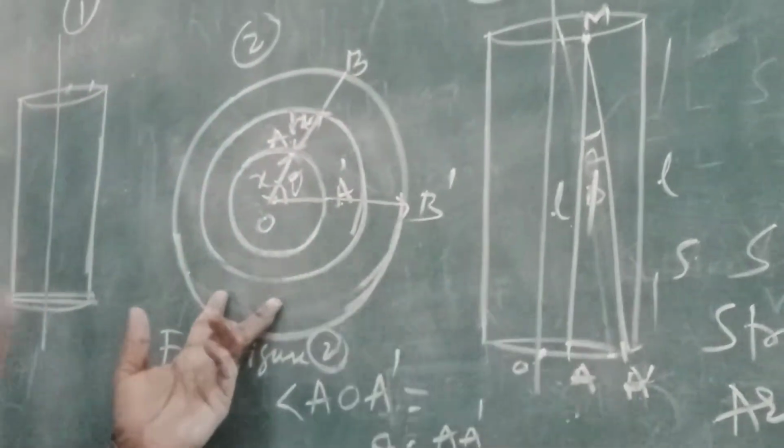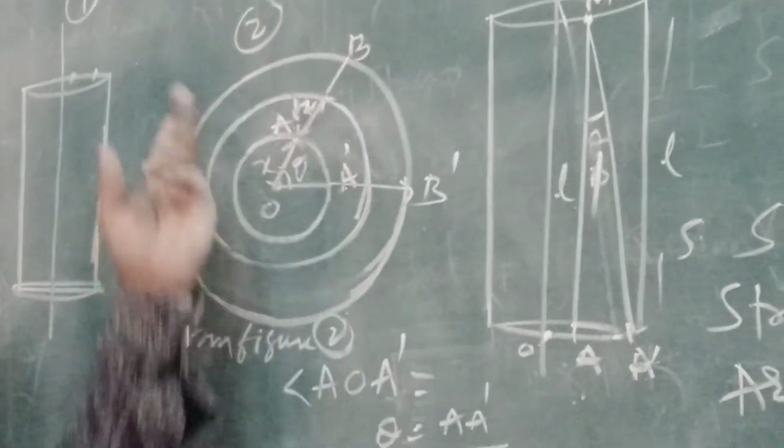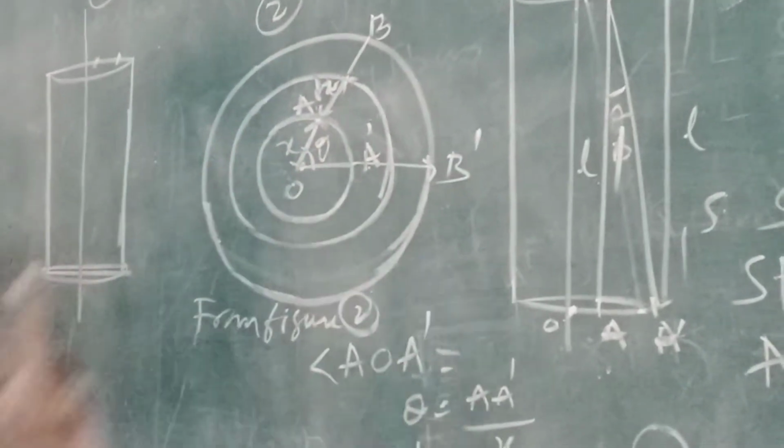So this figure shows the upper surface of the cylinder. What does that mean? Upper surface of the cylinder.